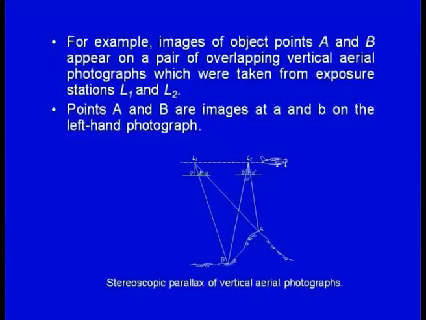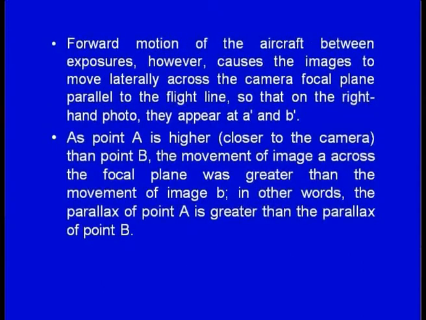For example, the images of objects A and B appear on a pair of overlapping vertical aerial photographs which were taken from exposure stations L1 and L2. Points A and B are imaged at a and b on the left-hand photograph. The forward motion of the aircraft between exposures, however, causes the images to move laterally across the camera focal plane, parallel to the flight line, so that on the right-hand photo they appear at a' and b'.